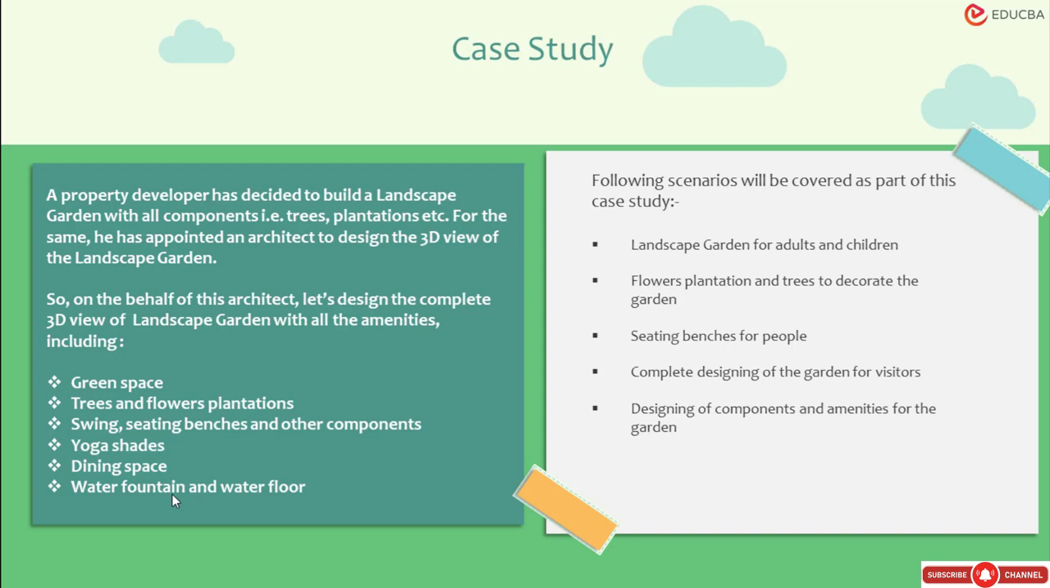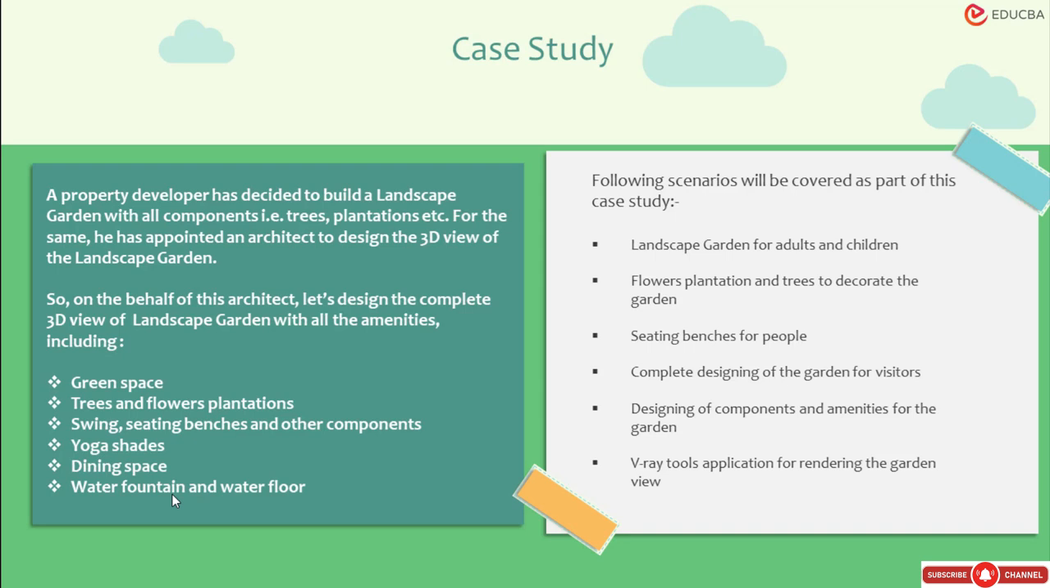We will design the components, or we will insert the components and amenities for the gardens, the components which are available in the 3D Warehouse, especially in SketchUp software. Then the V-Ray tools application. V-Ray tools application is always used to render the 3D view. After completing the 3D view of the landscape garden, we will render that and save that image into our new layout. So V-Ray tools we will definitely use in our landscape garden 3D view designing.